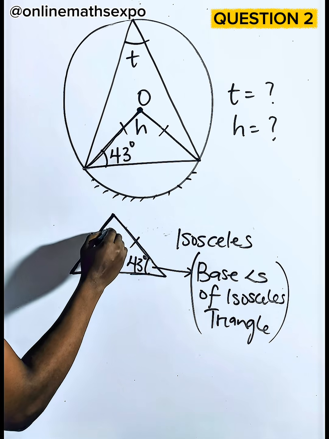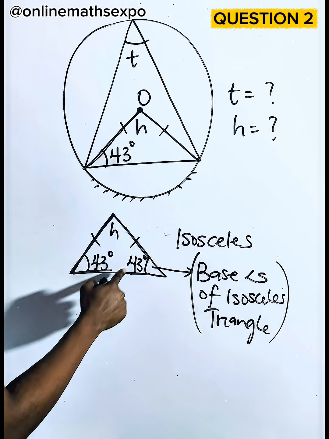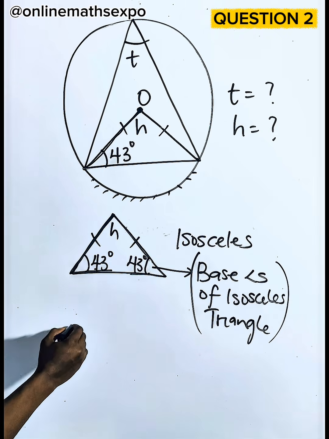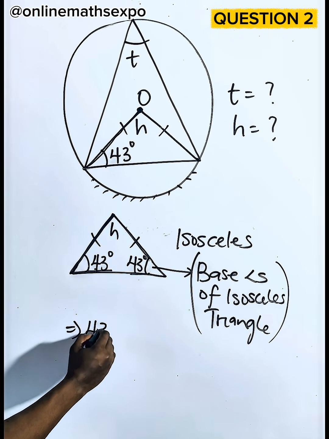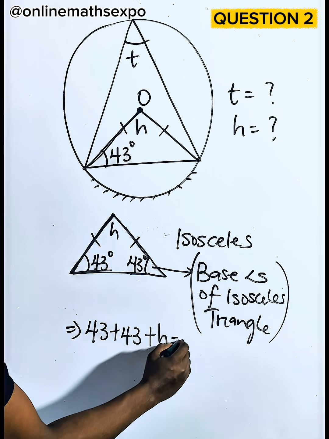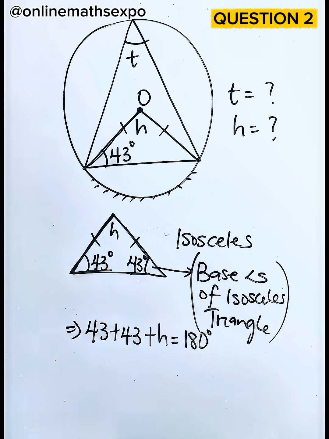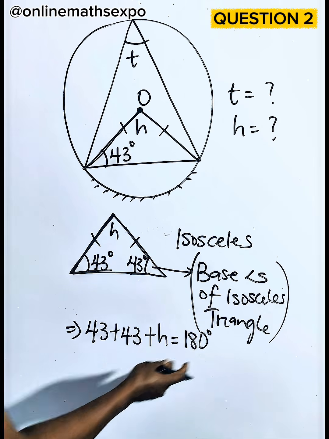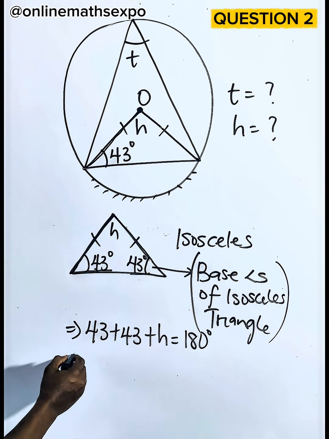So to get the value of H, you see that this has complete the angles of a triangle. So we're going to have 43 plus 43 plus this H should be equal to 180 degrees. What is your reason? Sum of angles of a triangle is equal to 180.